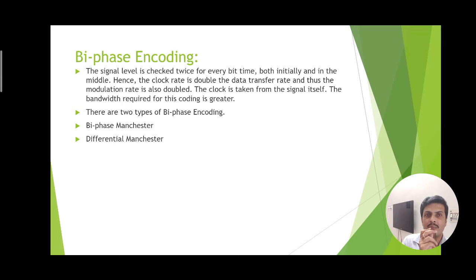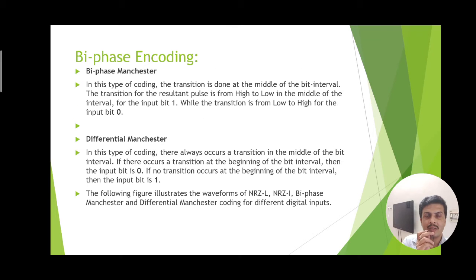Biphase coding is another type of line coding technique, which is categorized into two types: biphase Manchester coding and differential Manchester coding. The biphase Manchester coding shows that logic 1 can be represented by a half bit duration positive pulse and a half bit duration negative pulse. So one bit duration is divided into a positive pulse and a negative pulse. Such a representation is done for logic 1, but for logic 0 there is a negative half bit duration pulse followed by a positive half bit duration pulse.